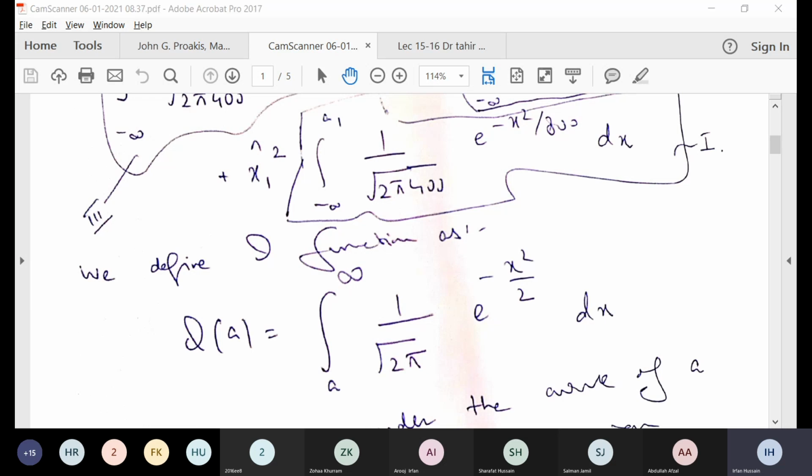Let us ask someone. Yes, Salman Jameel, can you hear me? Salman Jameel. Yes sir. Have you people studied the Q function? The area under the curve of a Gaussian random variable.